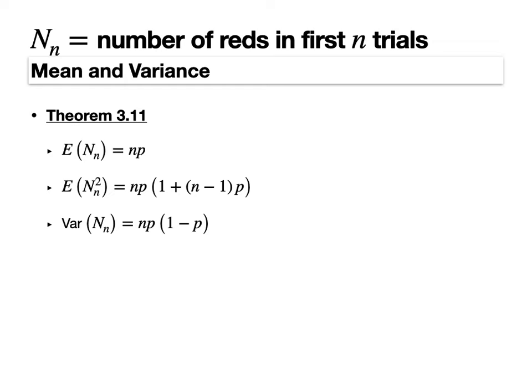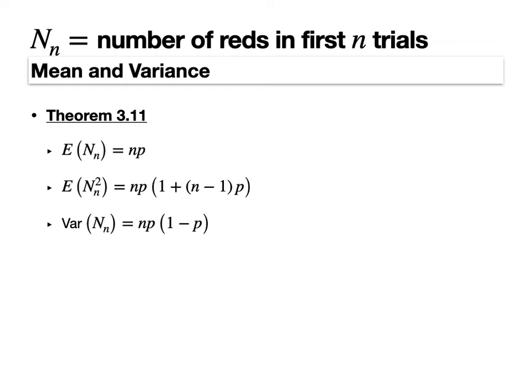The expected value of N squared, you see the formula there. I won't go into it much right here because it's mainly useful in computing the variance of N, which is given in that third bullet point. And that's just the sample size times the success probability times the failure probability. That turns out to be the variance of N.